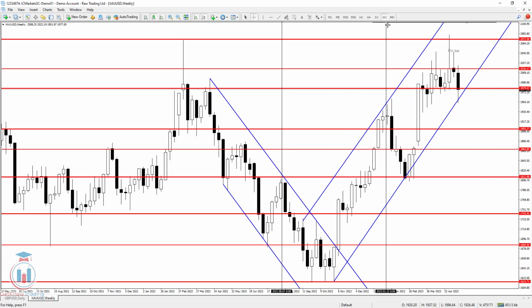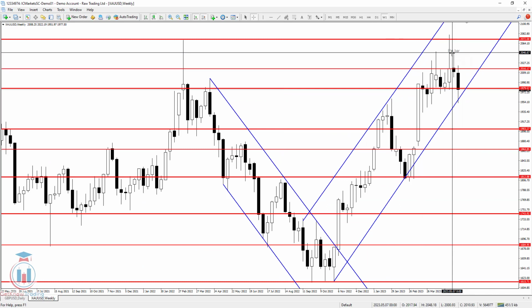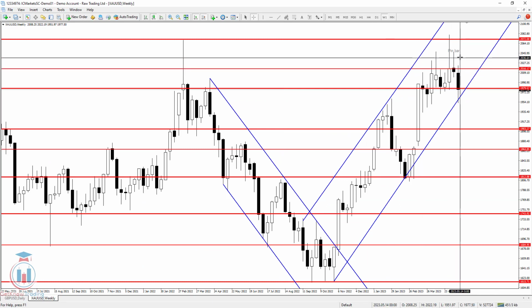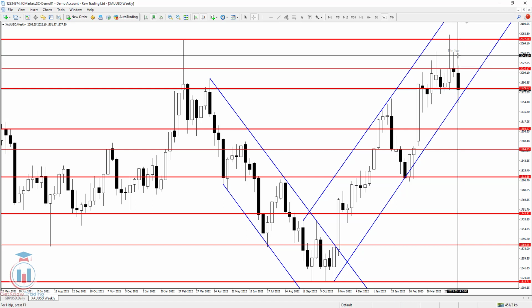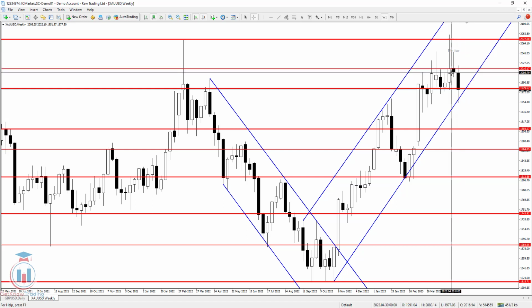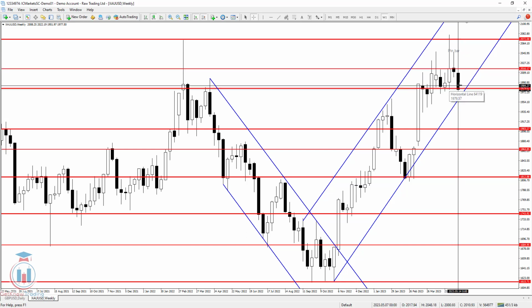We can see on the weekly time frame how this looks. The previous week was a bearish pin bar, which was suggesting that the price would continue to move down. This week the price has formed a strong bearish candle that overtook these several candle bodies, and it has closed below them.